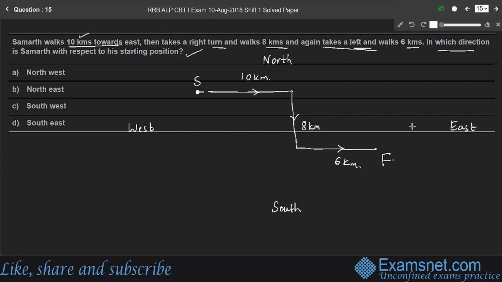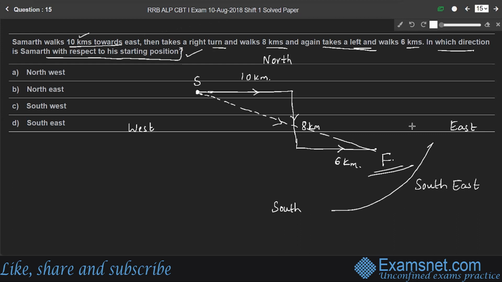In which direction is Samarth with respect to his starting position? With respect to his starting position means yes. So Samarth is in which direction? So this direction is southeast direction. Right? So this is southeast direction. Therefore, Samarth is now in southeast direction with respect to his starting position. Therefore, option D is the right answer.